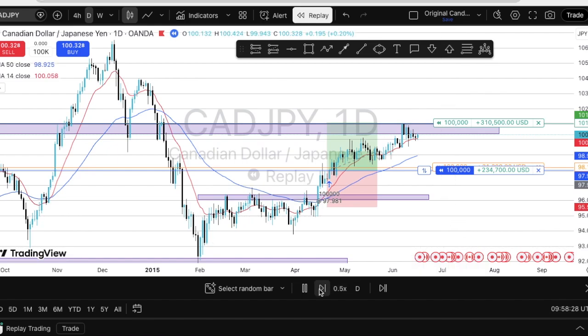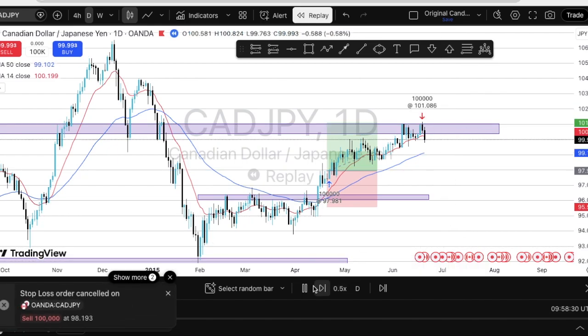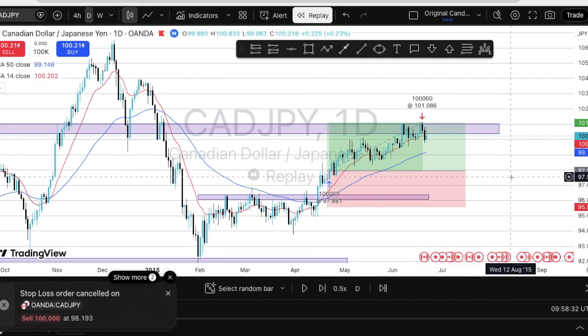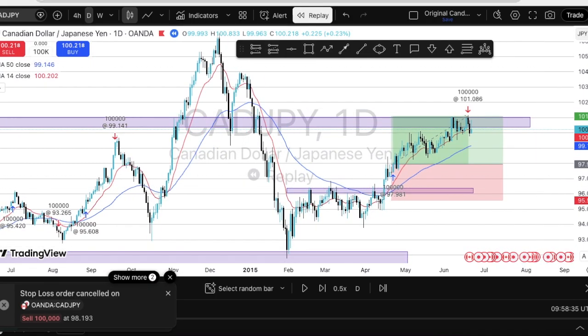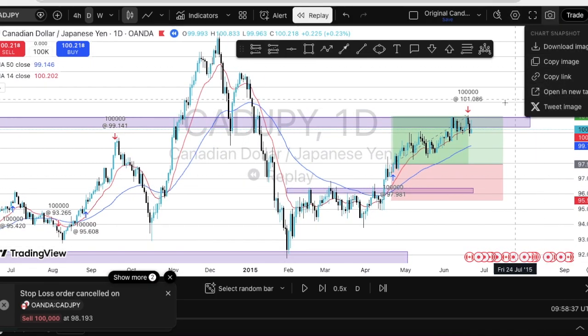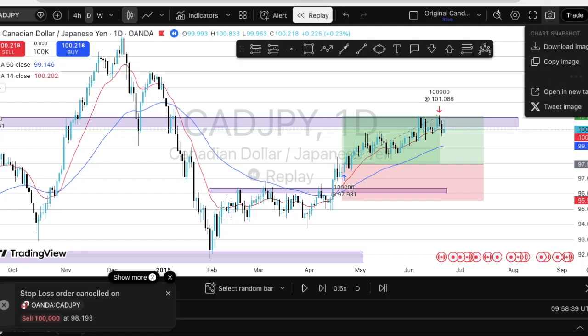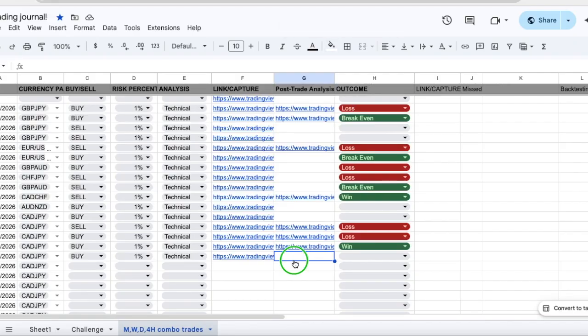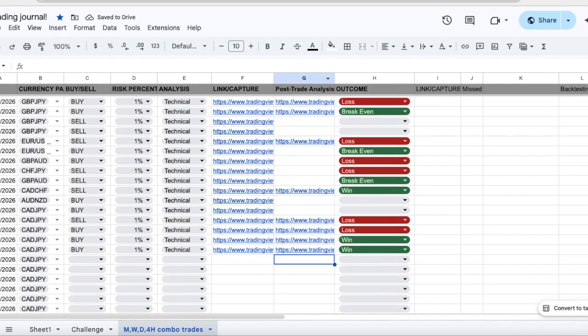I'm going to fast forward a little bit. And we did hit our TP. And we did have four trades now. And we can say we have won two and we have lost two. All right.